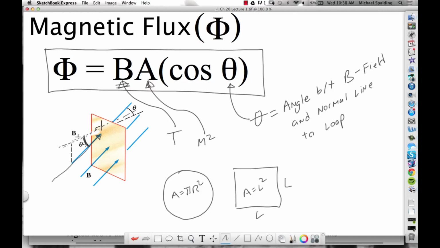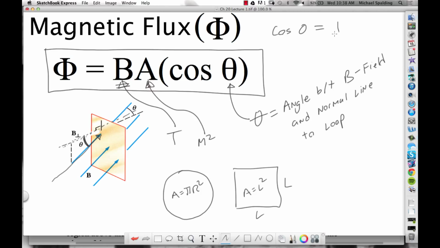Now, what if the magnetic field is going straight into the loop like this? What would the angle be between the normal line and the magnetic field? Zero. In that situation, the angle between the magnetic field and the normal line is 0. What is cosine of 0? 1. Cosine of 0 is 1, which gives us maximum flux. Now, why would this be maximum flux? Because the magnetic field can get into the loop with no problem, right? It just goes bam, straight into the loop.